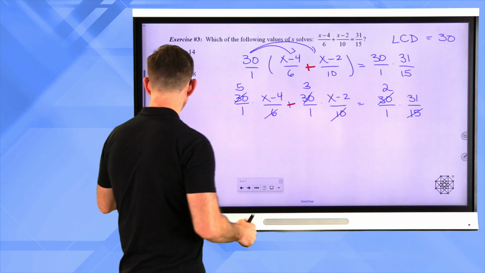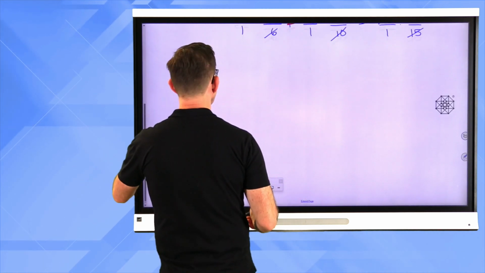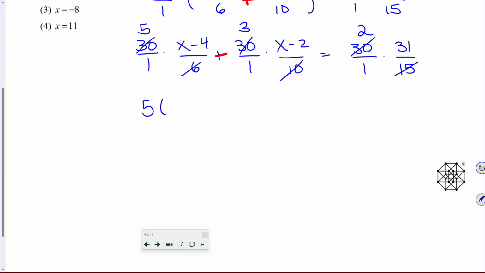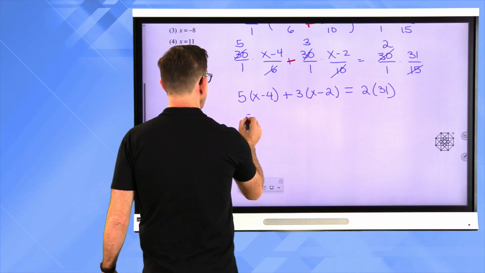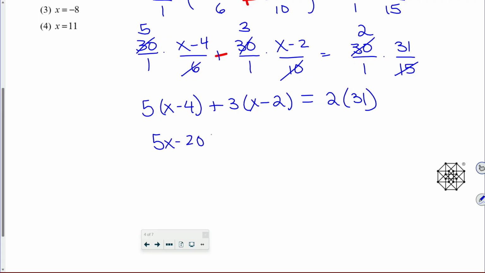What am I left with? Well, I'm now left with 5 times x minus 4 plus 3 times x minus 2 is equal to 2 times 31. The red pen is just coming out everywhere and in the most random spots. And I've got no denominators, right? Now I can distribute: 5x minus 20 plus 3x minus 6 is equal to 62.